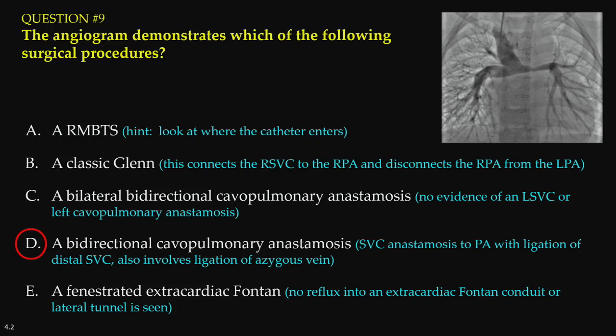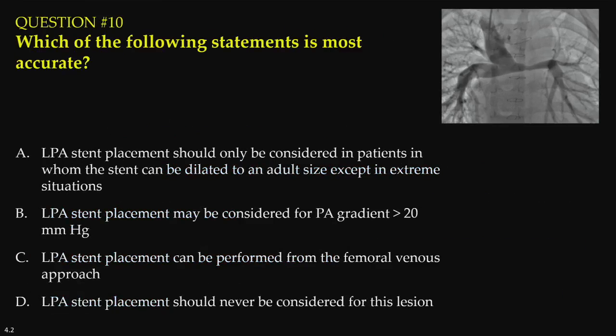I might have chosen C if I was in a hurry, because I see that basically that's a Glenn, and I wouldn't have read the whole options, and I wouldn't have recognized that it said bilateral bidirectional Glenn. So a couple of you chose that, and be careful. You might have thought there was a wash-in coming from a second SVC, but they're not going to be that tricky, okay? And if you really looked at the angiogram, you would see there was no wash-in of non-contrast flow coming in. It's just a narrowed LPA. And then I don't think people chose E.